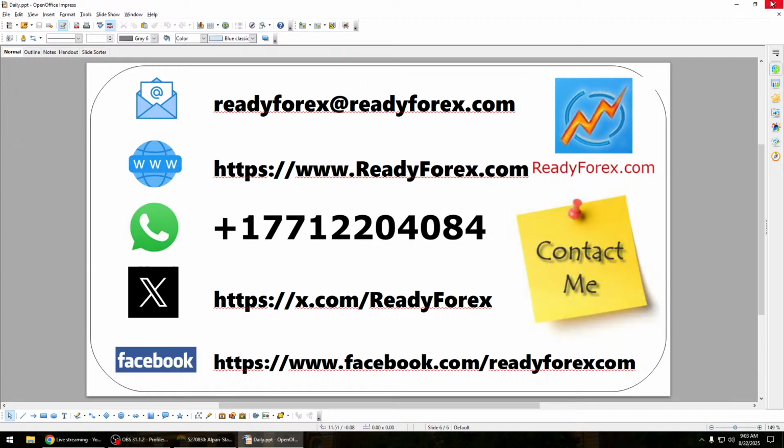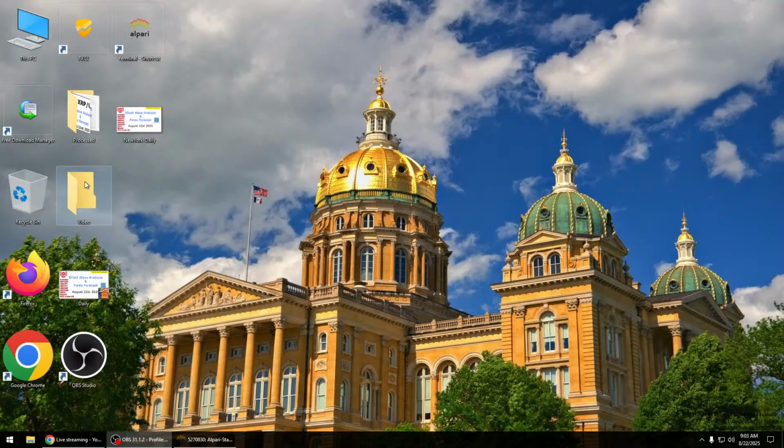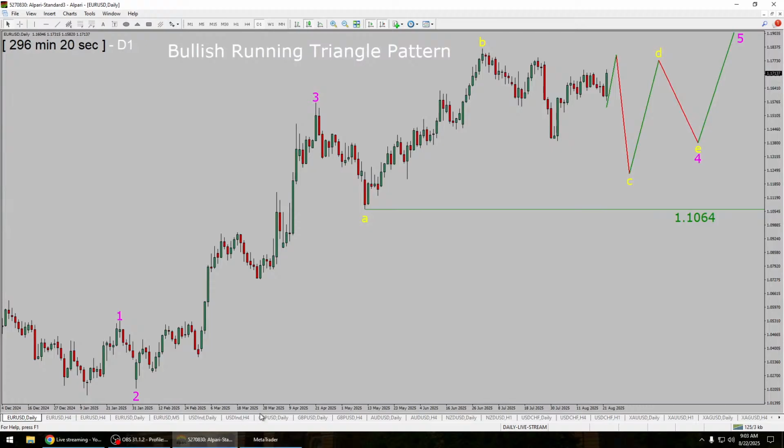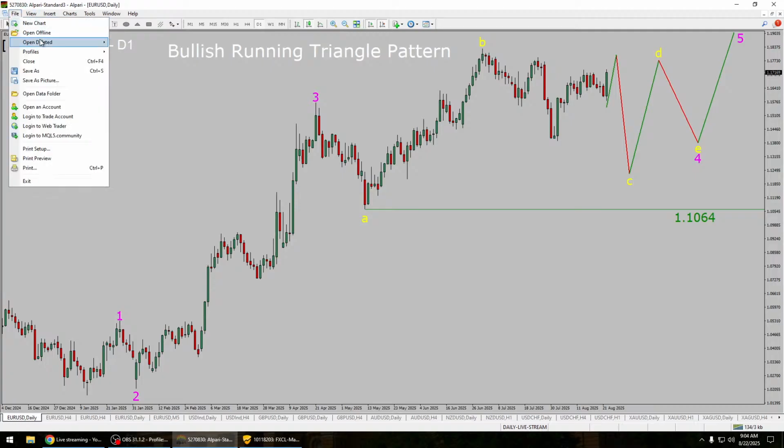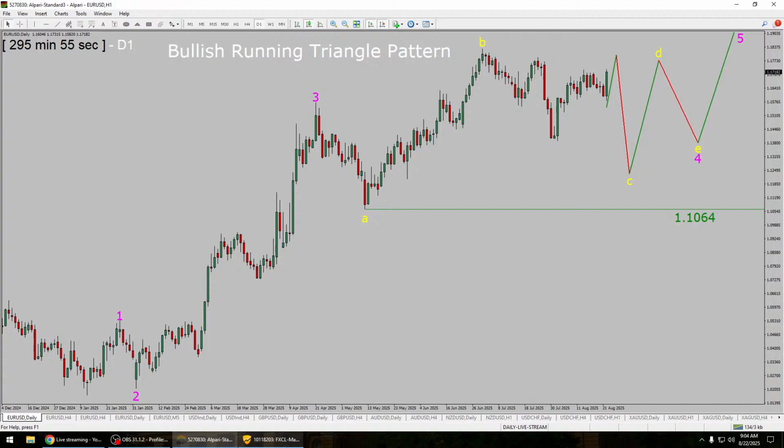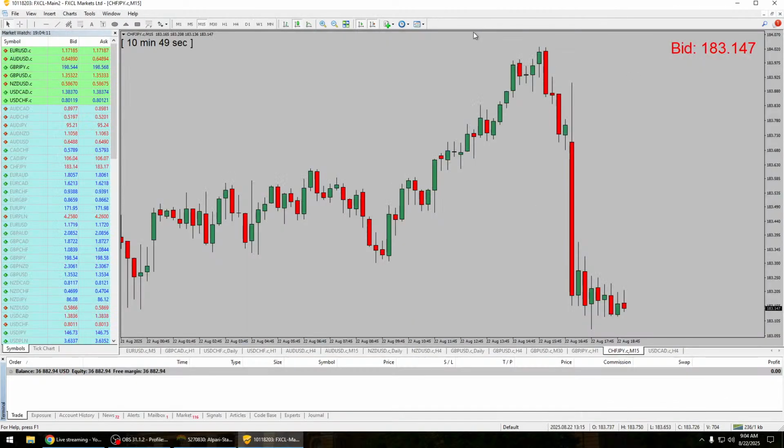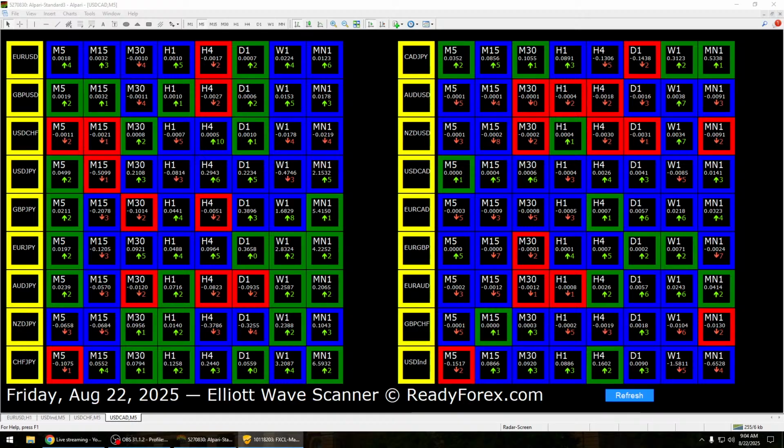Okay, let's get started, and I'm going to also check out this terminal as well. Okay, EURUSD moved up. Well, this is what I was kind of expecting, and let me check out the radar screen first and see what's going on.